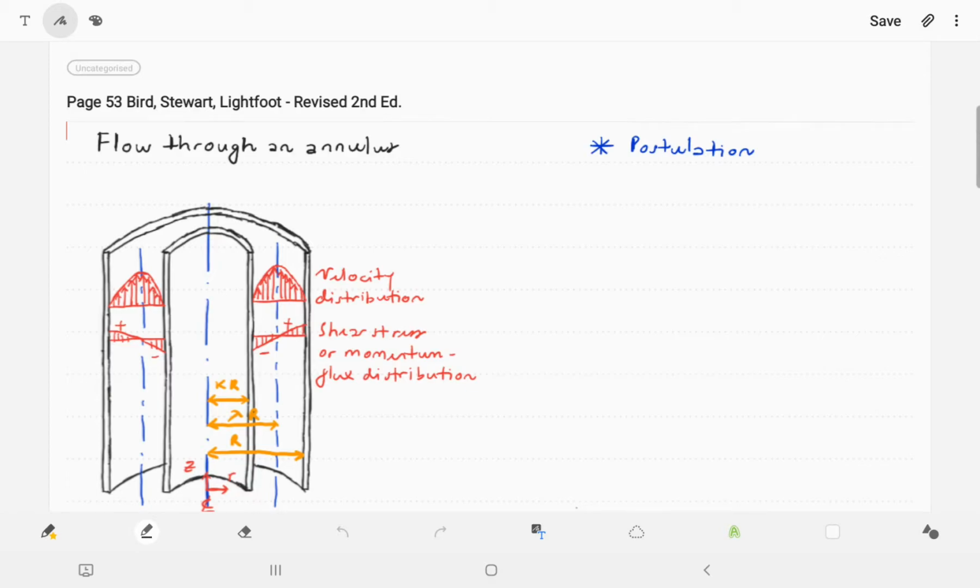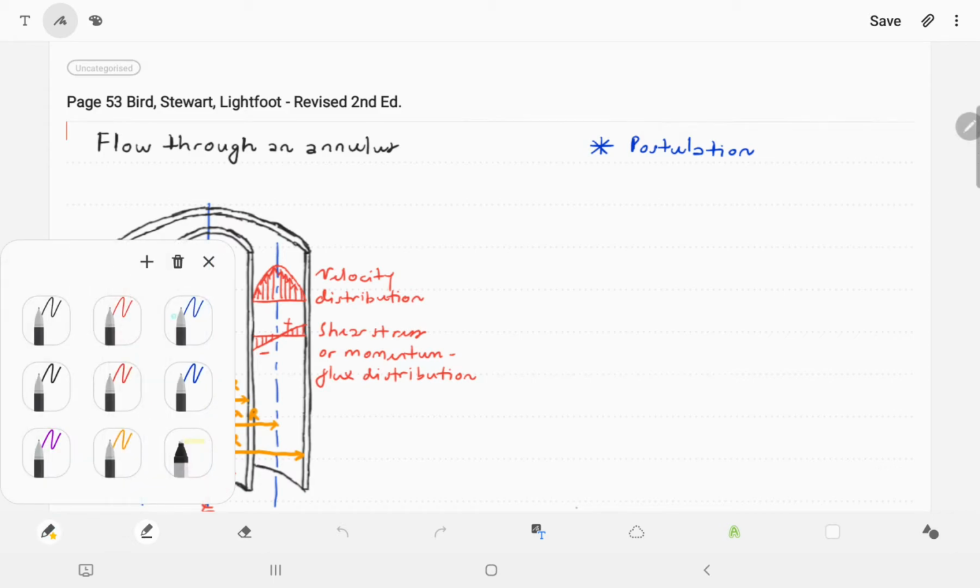Example for momentum transport, we will discuss flow through an annulus. In this example, there is a steady state axial flow of an incompressible liquid in an annular region between two coaxial cylinders of radii κR and R.